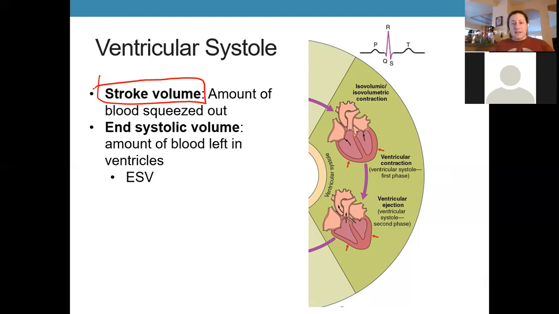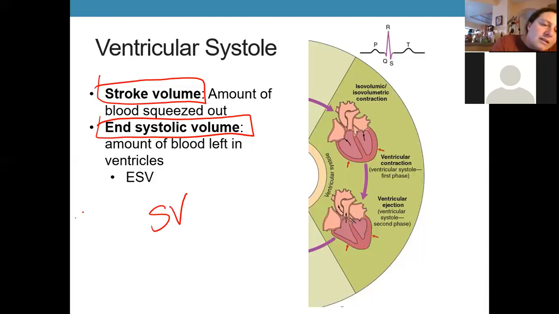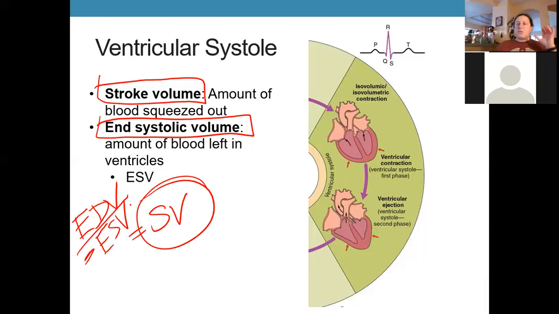Now, not all the blood leaves. We never empty the chambers. Some of the blood always stays in there because there's nothing else to replace it. So you're never going to fully empty the heart as long as you're alive and it's connected. The amount of blood that's left in the ventricles is called the end systolic volume. And the stroke volume is the end diastolic volume minus the end systolic volume. So what you start with when the ventricles are contracting, minus what you're left with, gets you the amount that actually left the heart.